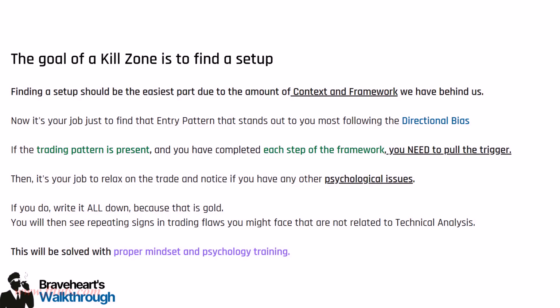So now it's time for you to write that down. Write that mistake down so that you can be aware of it. And awareness is always the first key step to solving these issues. If you do write it all down, that's gold. Like I said, you will then see repeating signs in trading flaws you might face that are not related to technical analysis. This will be solved with proper mindset and psychology training.